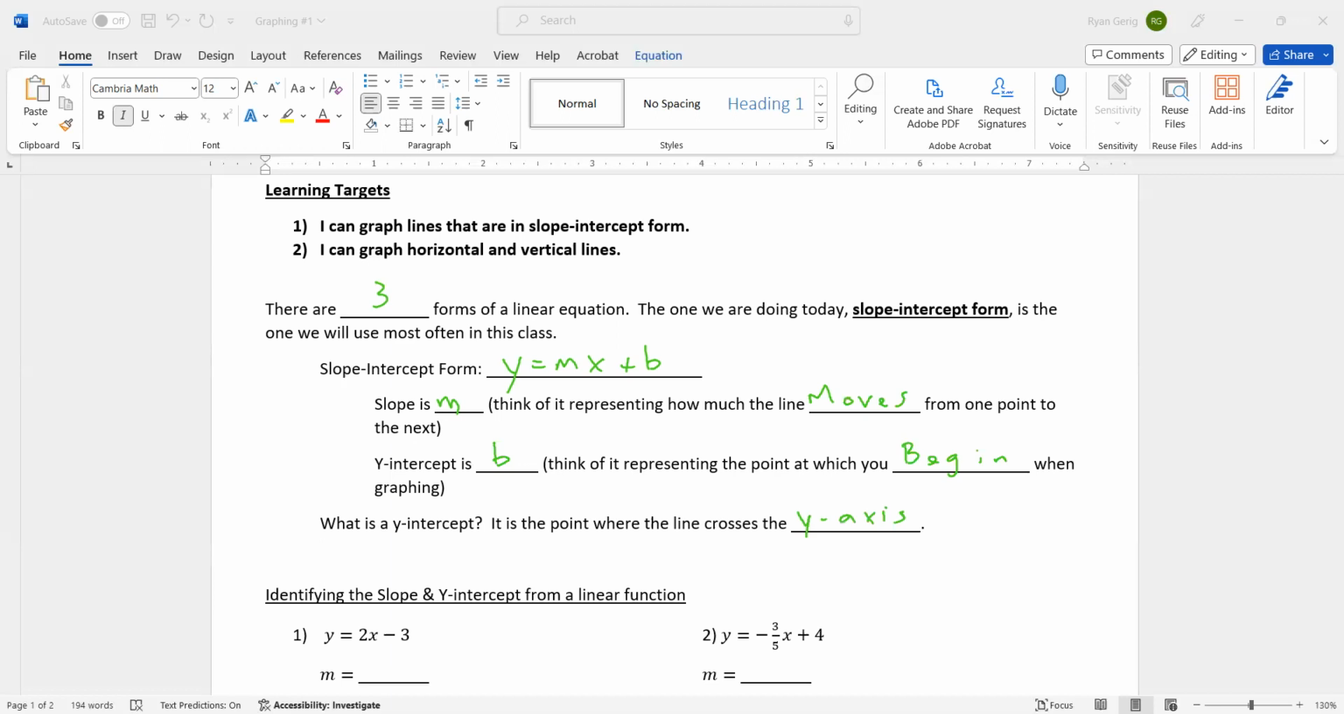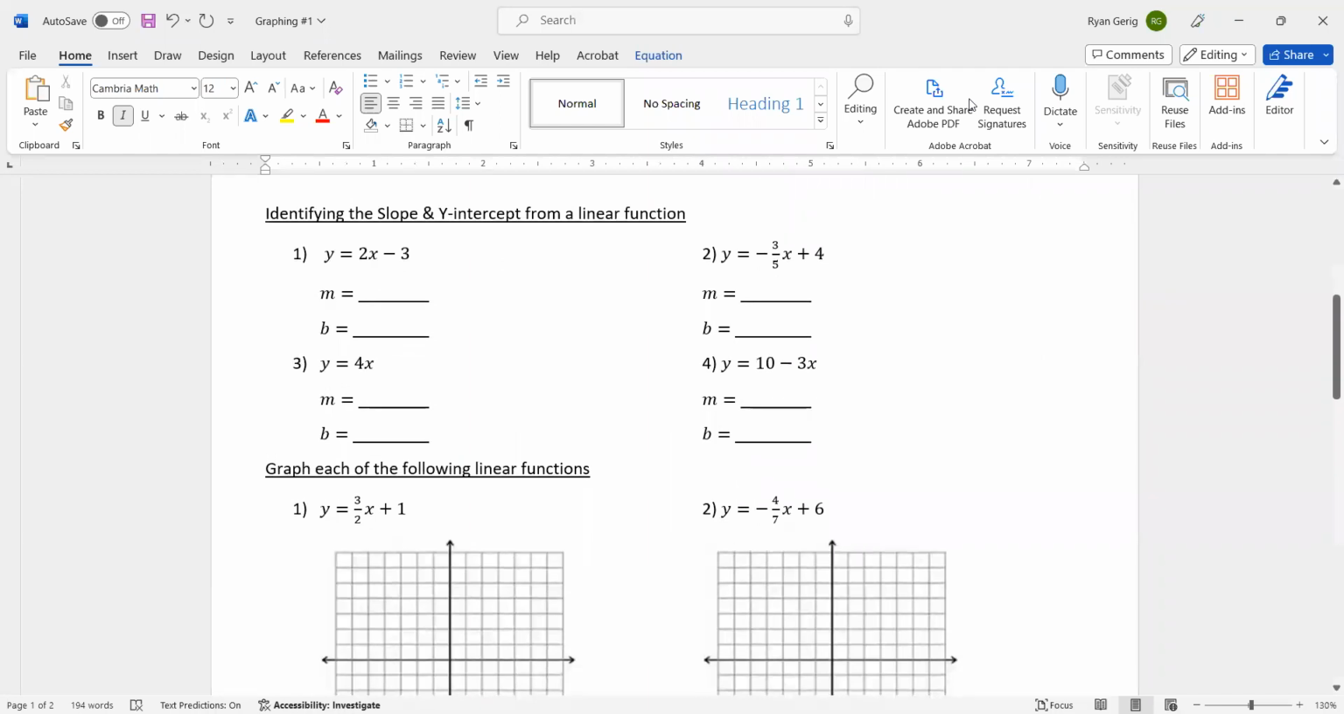Now, as we get to second semester, you'll see that there's other graphs that cross the y-axis maybe twice. There might be two y-intercepts or three. So right now, though, one y-intercept, and it's where the line crosses the y-axis. Now, being able to identify the slope and the y-intercept from an equation is an important skill to have, and actually very vital for graphing. So we're going to do that. We're going to do four of these real quick. Identify the slope and the y-intercept from a linear function.